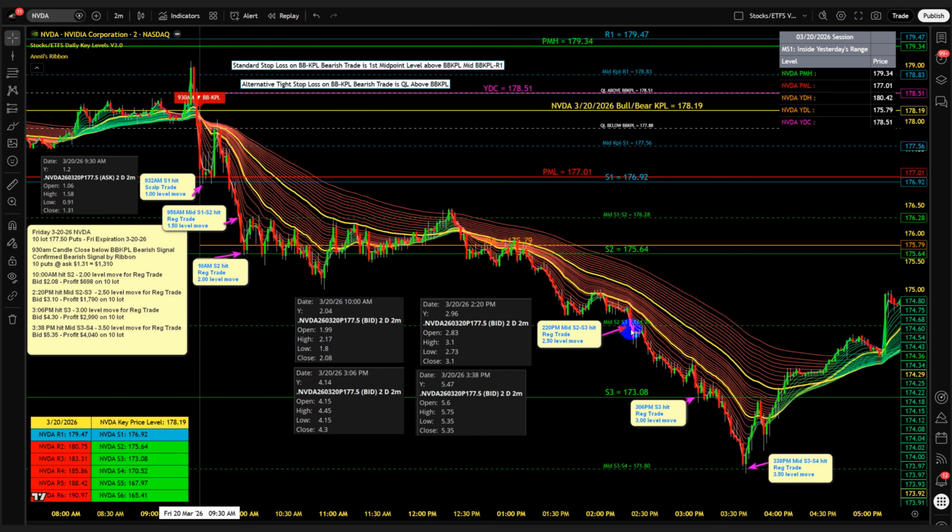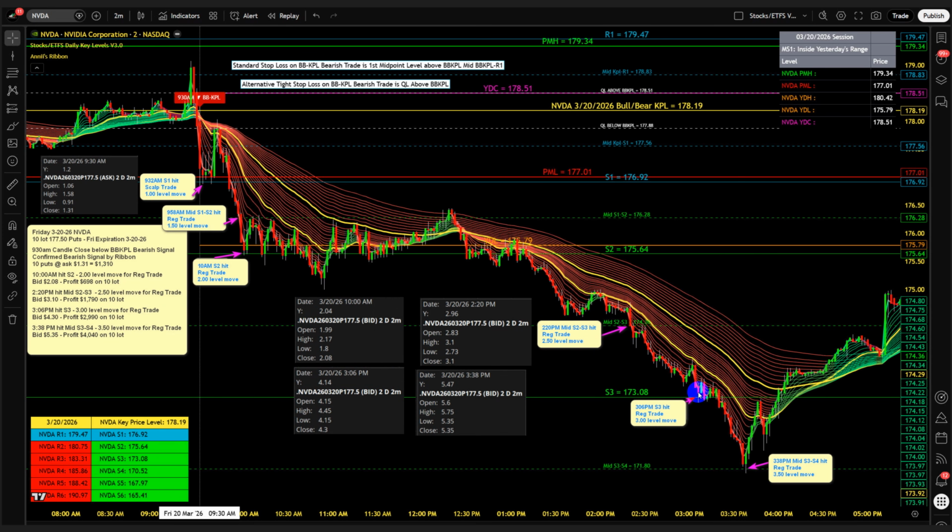At 2:20 p.m., we have a hit of the mid S2, S3 level. So on a regular trade, that's a 2.5 level move. On the 2:20 p.m. hit on the candle close, the bid is $3.10. So that is now a profit of $1,790 on a 10 lot.